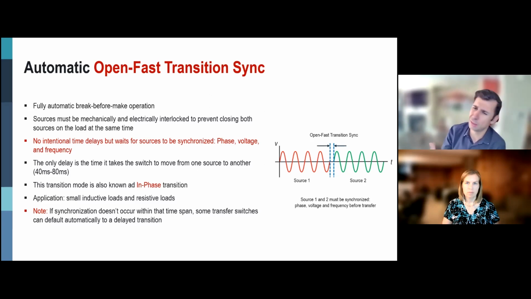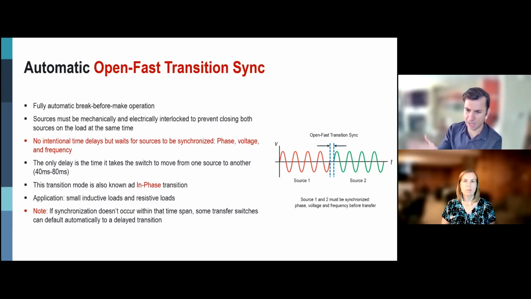Or we can use something that is not very sophisticated for synchronizing, maybe set the genset to run a little faster, maybe 60.1 hertz, or we can use the slip by frequency where we wait for the two sources to be in sync, because obviously the utility might drift or the genset might drift. So again, this is called in-phase transition, typically used for resistive loads, obviously, or small inductive motors, let's say less than 20 horsepower.